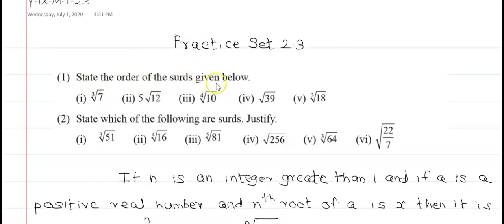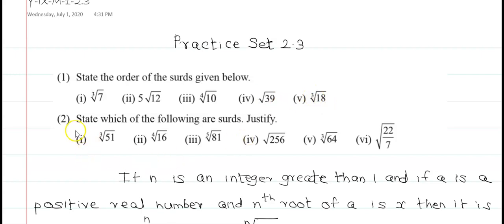State the order of the surds given below. Cubic root of 7, here the order is 3. 5 root 12, here the order is 2. 4th root of 10, order is 4. And square root of 39, the order is 2. Cubic root of 18, order is 3.